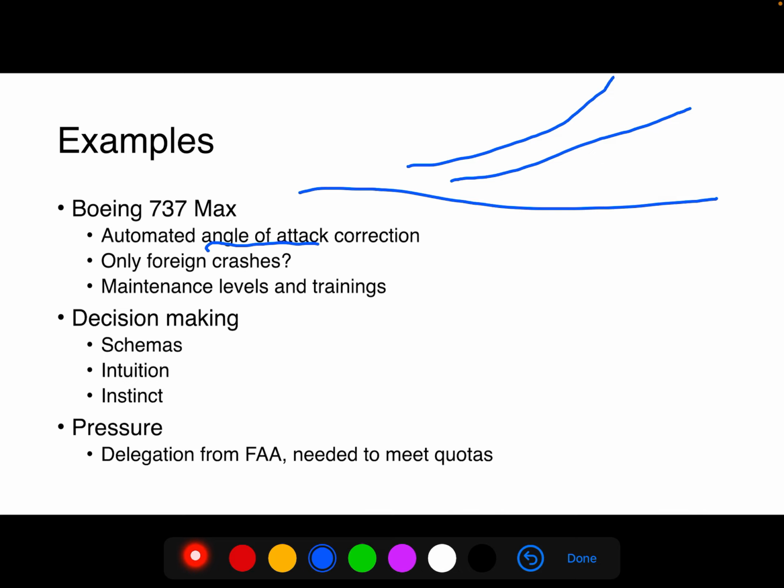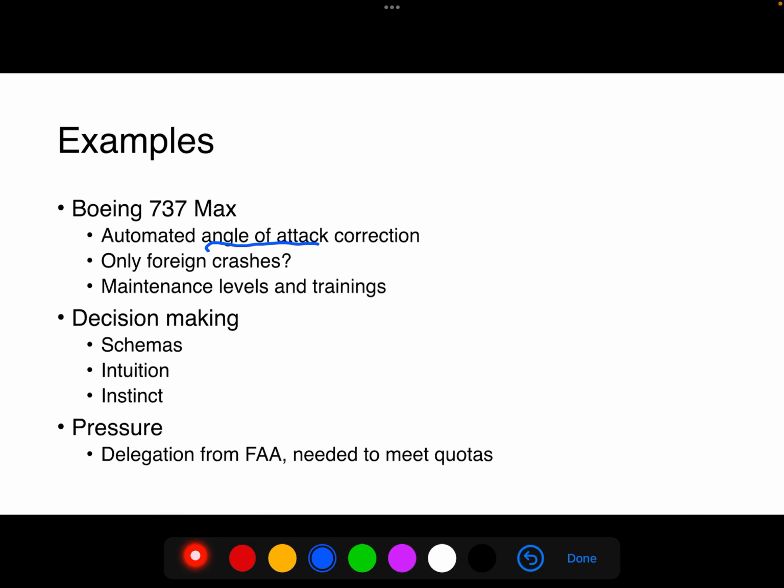So, if our angle of attack is going like this, what it will do is act to drop the nose of the plane to smooth out that angle of attack. That's the idea. But one thing that was interesting is these planes were flying around the world, and we only had four crashes, specifically in less developed nations and things like that. And that was a question, right? Why did that happen?